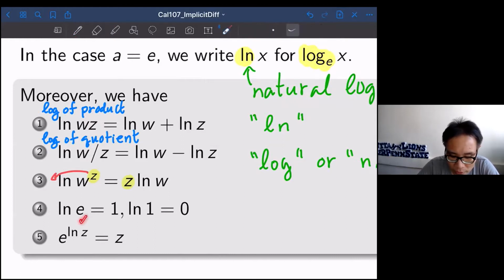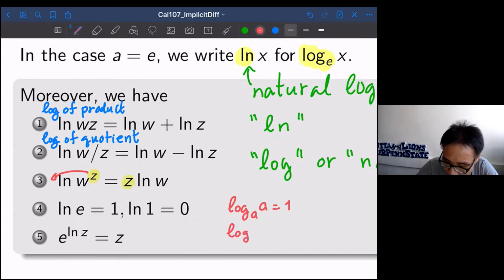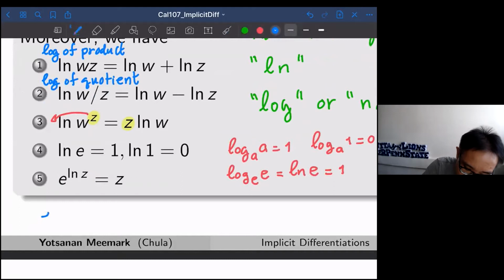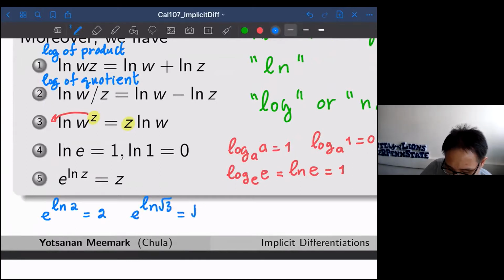And you have ln e equal to 1 and log 1 equal to 0. These are the common values of the log. So in general, log a base a equals 1. In this case, log e base e, which is ln e, equals 1. And log 1 in any base is going to be equal to 0 as well. Finally, e and log will cancel each other out like this, and you're gonna get z. So e to the log z turns out to be z. For example, e to the log 2 is going to be 2, and e to the log root 3 is going to be root 3.